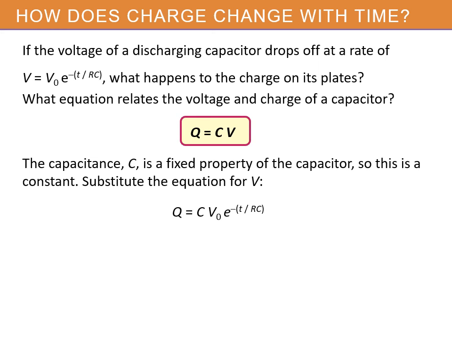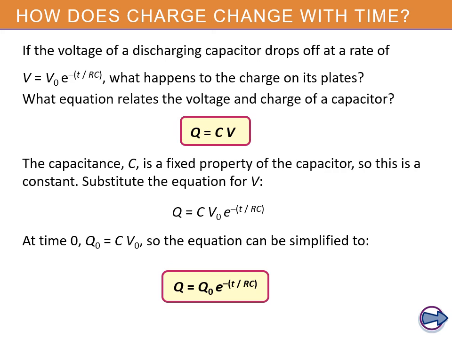If you want to write this equation in terms of Q, then Q naught equals CV naught, so CV naught equals Q naught. So you can write Q equals Q naught e to the power minus t over RC. This equation will be used if you are given the charge and you have to find the value of t over RC. So by using the equations for voltage, we have derived this equation for charge.